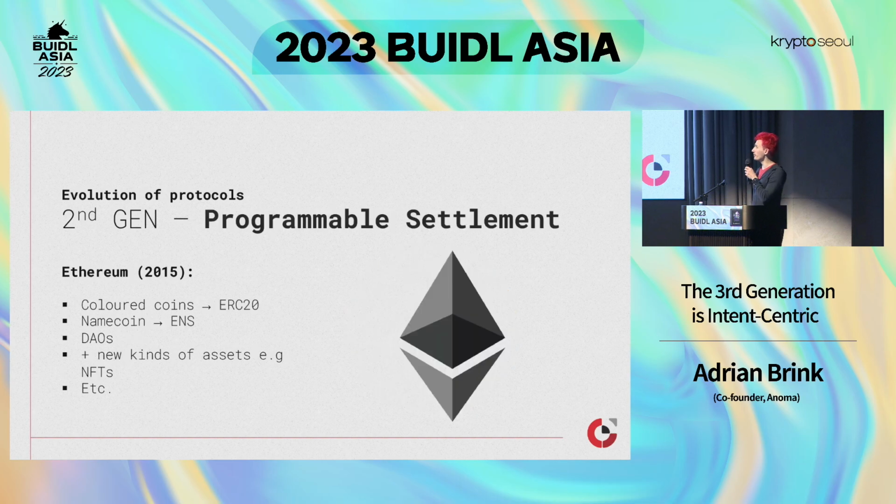And then in 2015, we got Ethereum, which really took this idea of Bitcoin, of scriptable settlement, of scriptable transactions, and tried to make this programmable, right? The major difference is that instead of having a limited scripting environment, now we had a full-fledged Turing-complete programming environment. And all of a sudden, things like colored coins turned into ERC20s, Namecoin turned into ENS, but we also got a host of other new things that didn't exist beforehand, like DAOs, or new kinds of assets like NFTs. And this was actually very hard to predict in the early days of Ethereum, what kind of interesting things were going to be built on this very novel architecture.